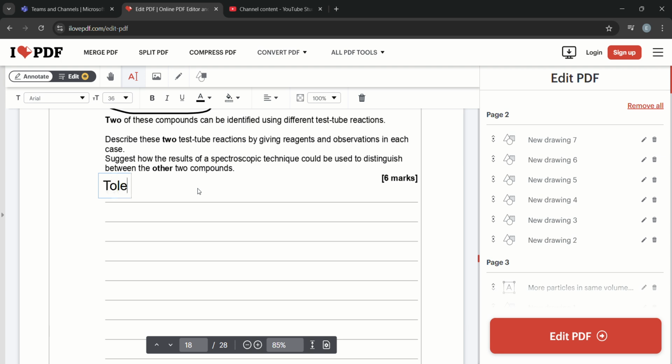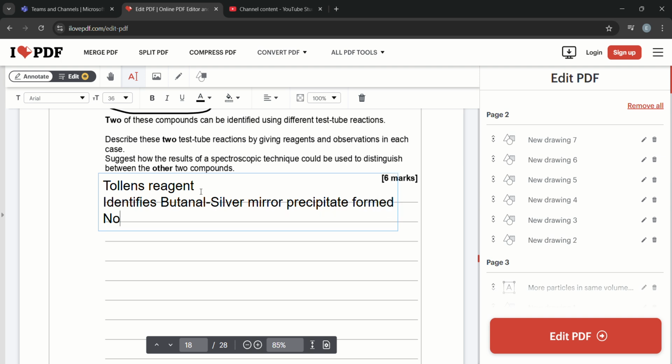Well, we can use Tollens reagent, and this identifies butanal, which is the aldehyde. What happens? A silver mirror precipitate is formed, and no reaction with other compounds, so therefore we can distinguish between one of these compounds.